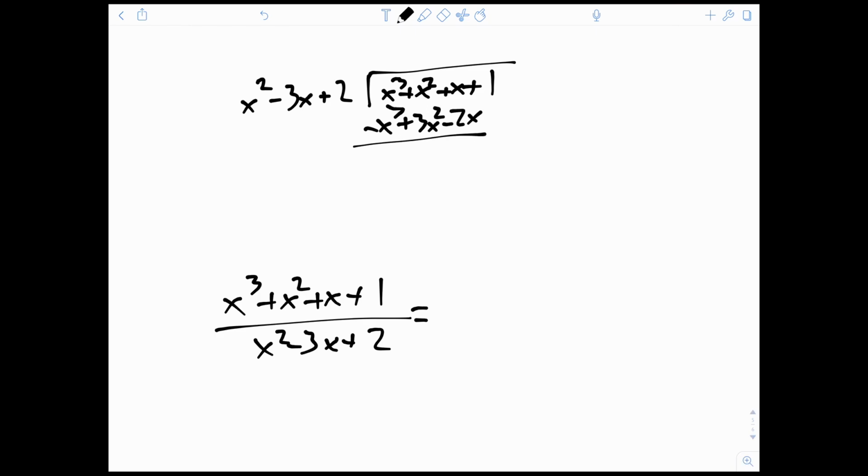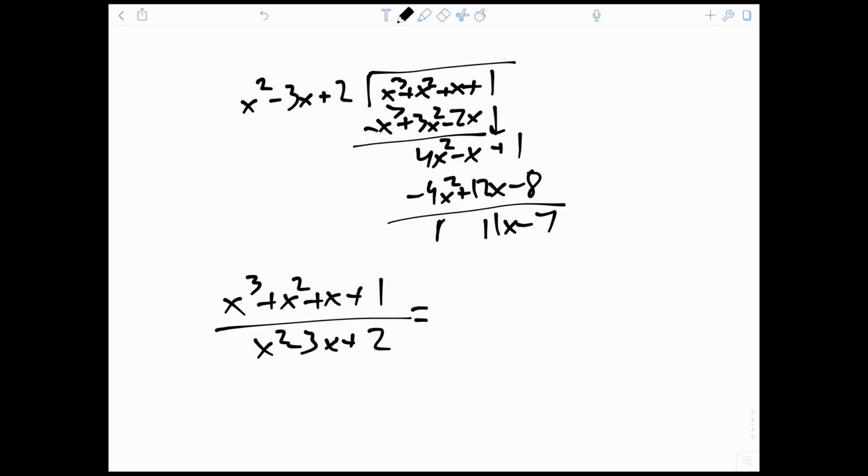And here we get 4x squared minus x. We bring down the 1, do the same thing that we just did, x, and then minus 8, and we're left with 11x minus 7 as the remainder. And up here, we're left with x plus 4. And so we're going to bring these terms down here. So here we have x plus 4 because we performed the division.